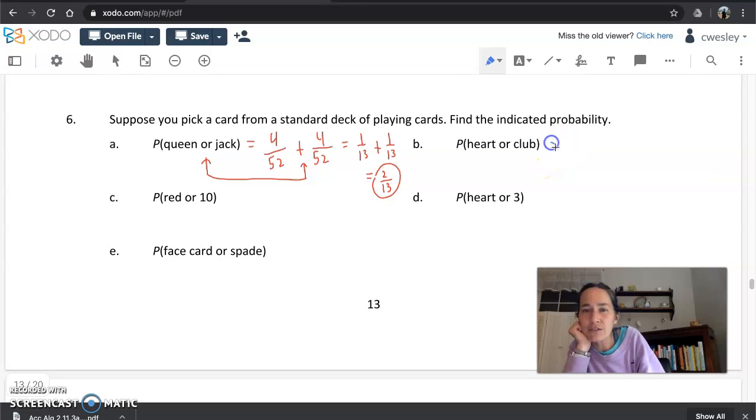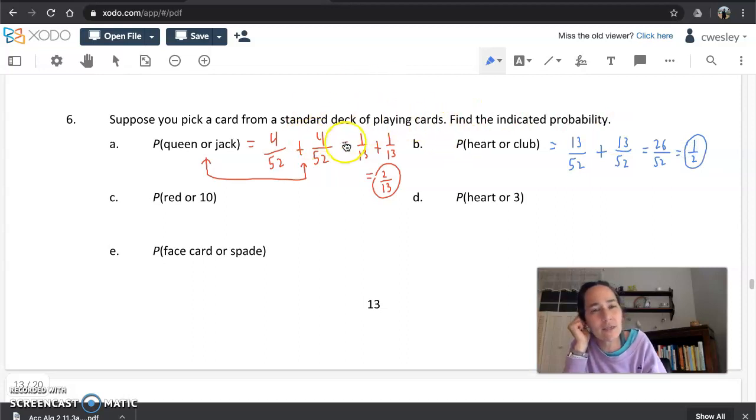I want to separate these. I want to add up all the hearts out of the 52 cards. So that's a quarter of the deck, 13 hearts out of 52, and then plus the 13 clubs out of 52. Another thing I haven't really mentioned, so let's finish this one. You have 26 over 52, which logically should be a half. We should have been able to guess it.